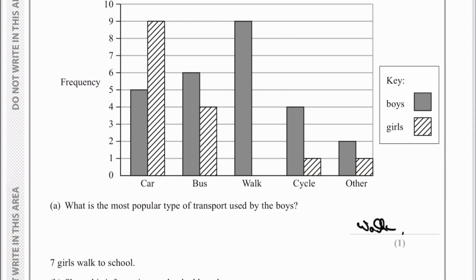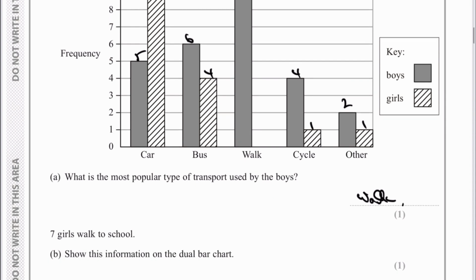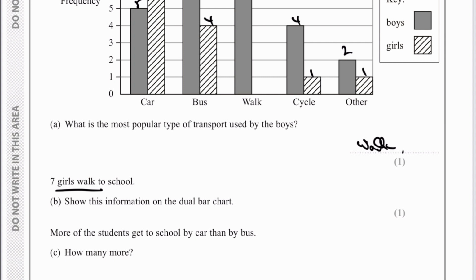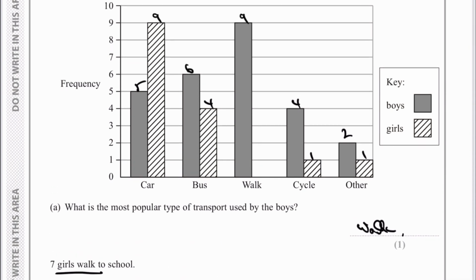Okay, now what I'm going to do at this particular point is just make a note of the numbers of students in each of these bars. It just makes my life a little bit easier, because when I come to the final question, I'll be able to add them up fairly easily. However, I've got to remember that part B is 7 girls walk to school, which is this one here, and show this information on the dual bar chart. So if we go to 7 on the dual bar chart, that's going to go something like that, and because it's girls, it's going to have a hatch in it, and I'm going to write the 7 just above there.